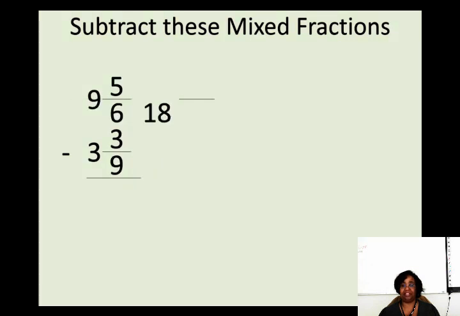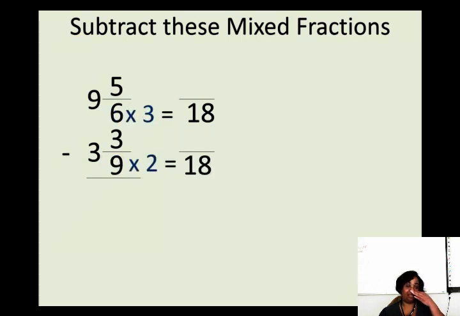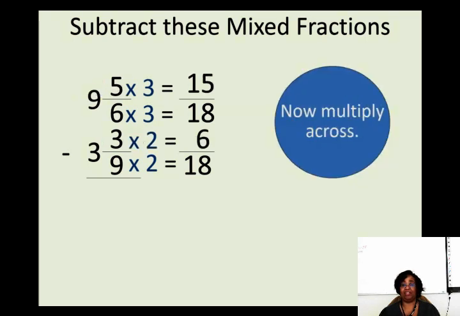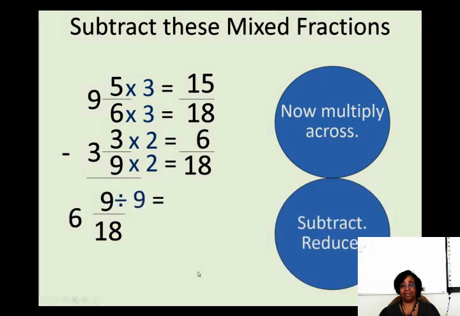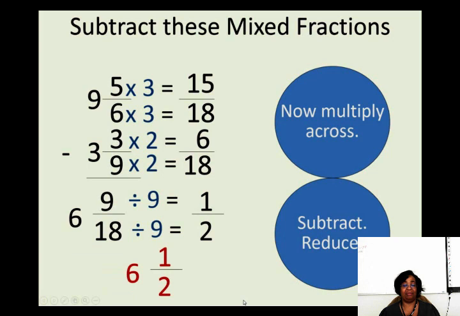Here I'm going to raise to 18 because I have 6 and 9. On top I'm going to multiply by 3. On the bottom I'm going to multiply by 2. My equivalent fractions are going to be 15 over 18 and 6 over 18. That will leave me with 9 over 18. Can I reduce 9 over 18? To a half, right. And then 9 minus 3 is 6. So I should get 6 and a half for my final answer. So remember, you need to reduce by the same factor if necessary.